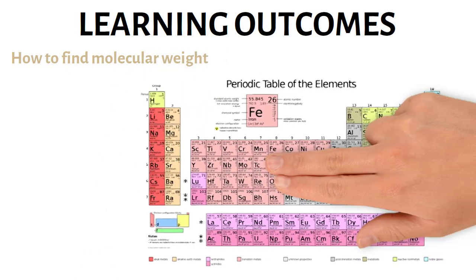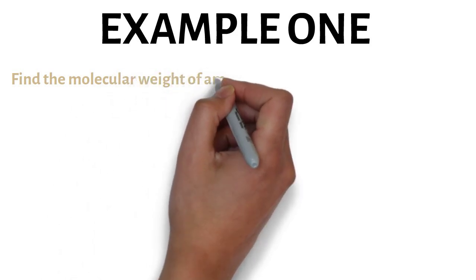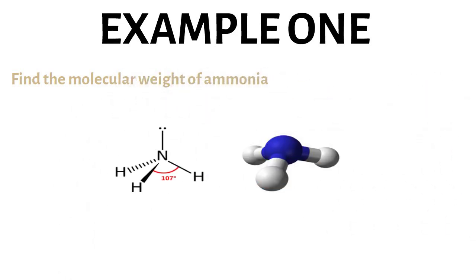Welcome. This video will examine the steps to discover the molecular weight of a compound element. Finding the molecular weight of compound elements helps chemists to discover many important things. Let's dive right in. To show you an example, we'll begin with finding the molecular weight of ammonia.